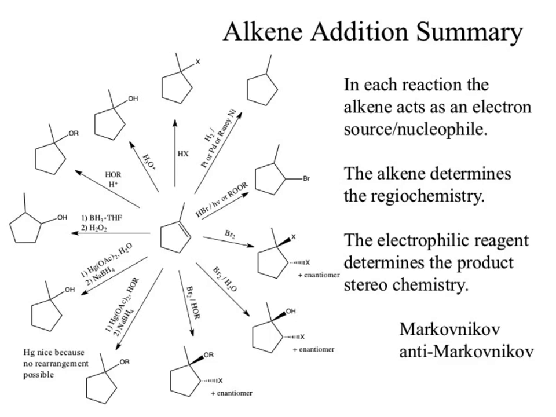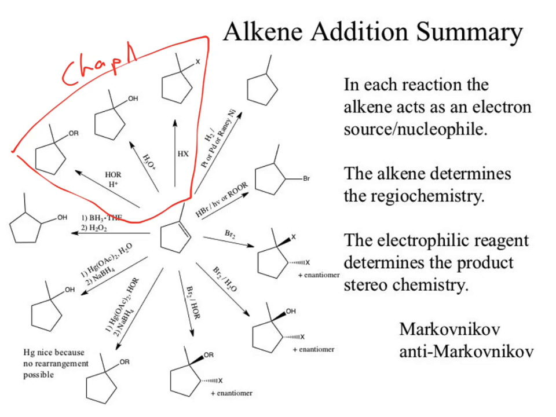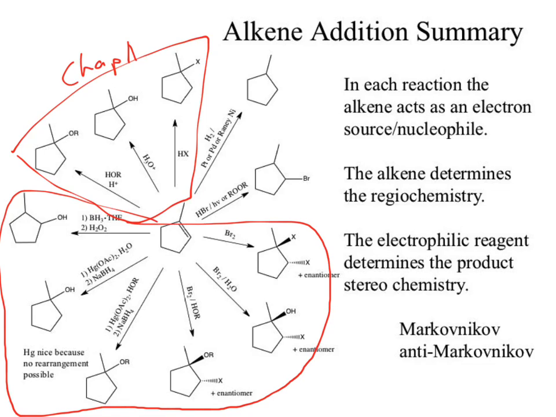Okay. So our alkene addition summary. We have pretty much covered a large portion of this. These sections here were our chapter 11 in our textbook. We just did boron, mercury, boron. That was chapter 12.